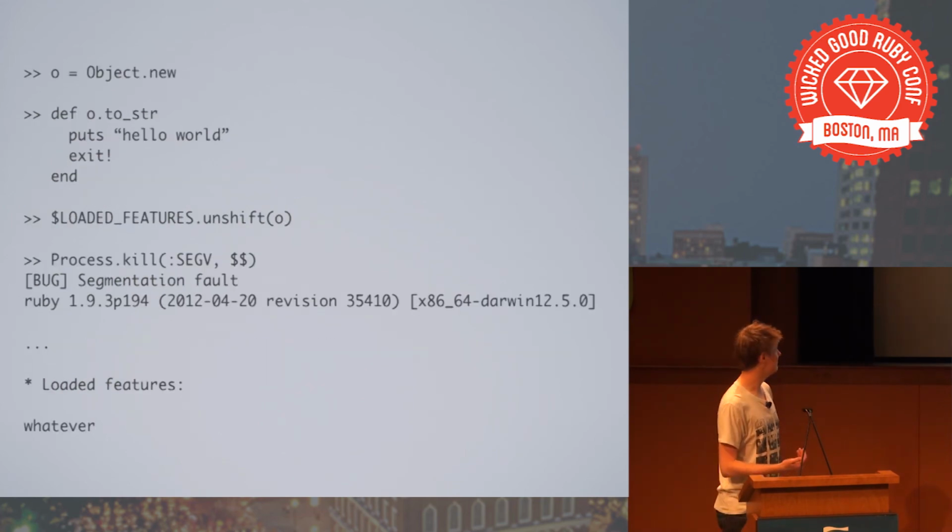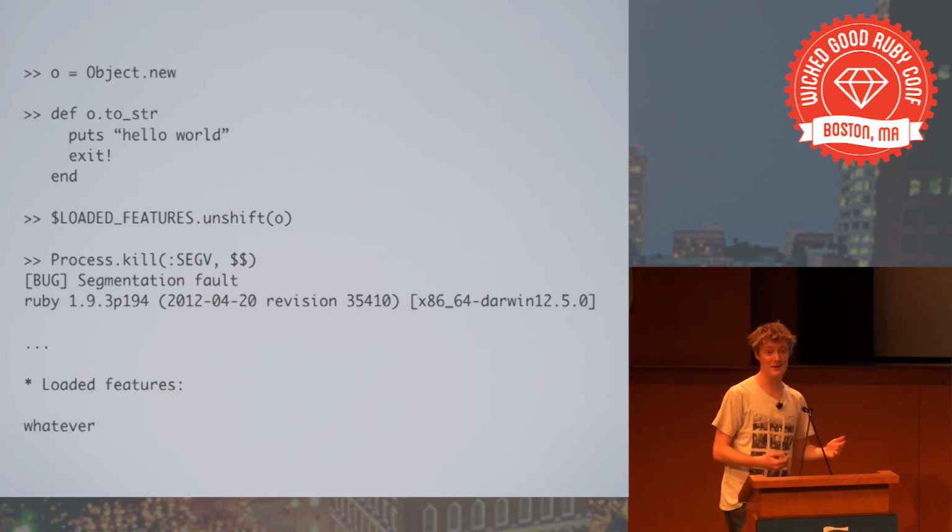So we can make an object of our own, define to_str on it, print hello world, and exit. And we can unshift it into loaded features and segfault ourselves. That's supposed to say hello world down the bottom, ignore that. But basically, it's calling our own method that we've defined on our object while it's segfaulting.